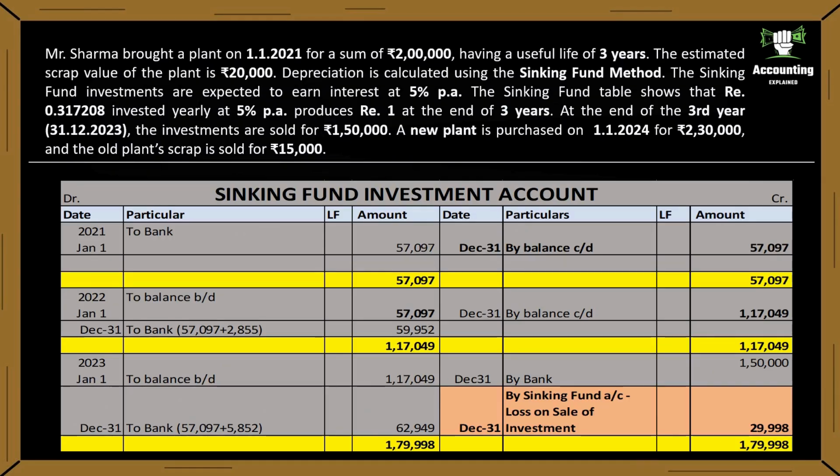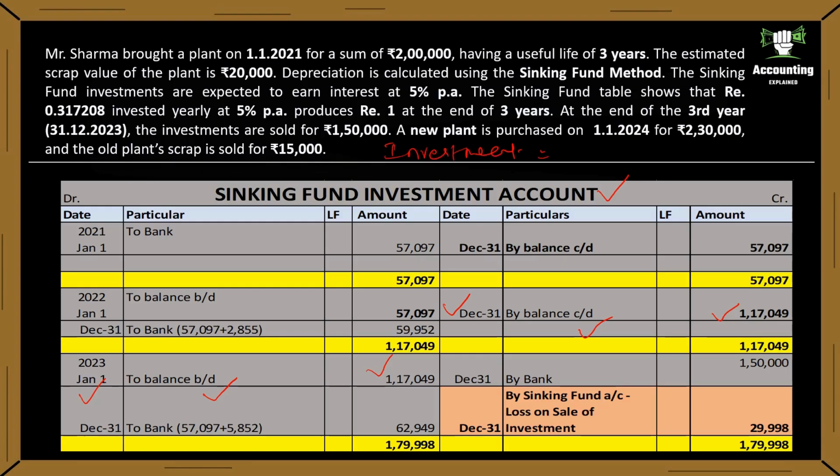Students, now we are going to do the third year. For the third year, first we will open the sinking fund investment account. In the sinking fund investment account, the second year we had a balance carried down of 1,17,049. That will be brought down on January 1, 2023 as to balance brought down 1,17,049.